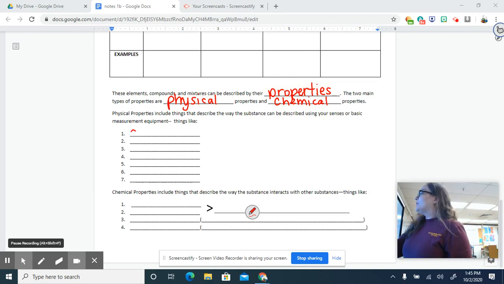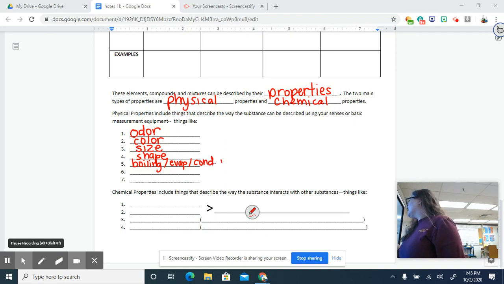So, for example, odor, color, size, shape, as well as boiling point, and then since boiling, evaporation, and condensation point are all the same number, so that's one thing. And then freezing / melting point is the same number, so that's the same thing. So all of those are physical properties.